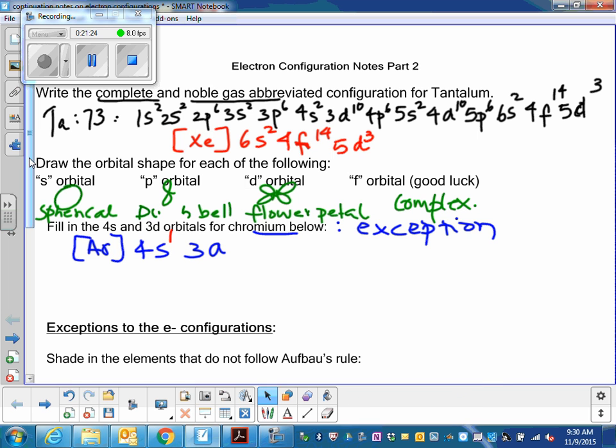4s1, 3d5. All right? 3d5. Now, they are not asking us for the electron configuration.